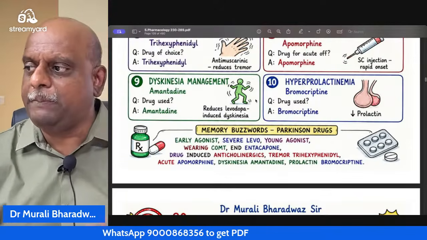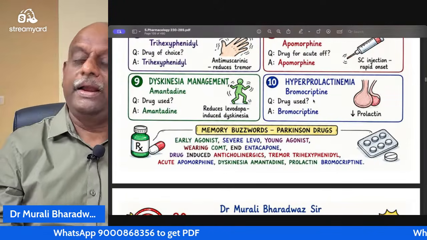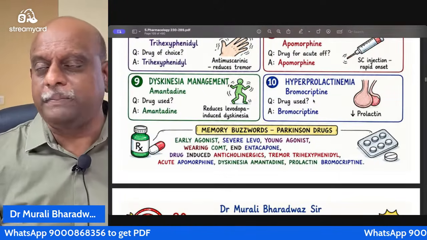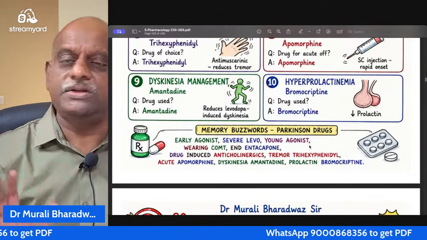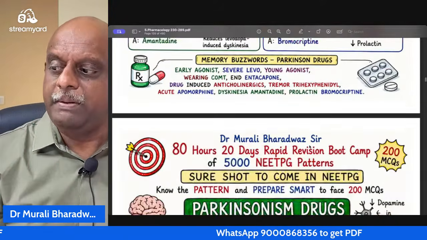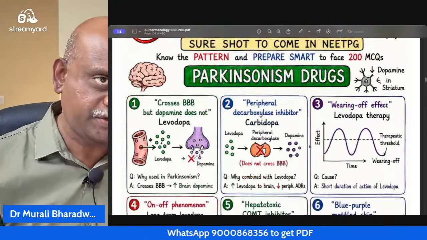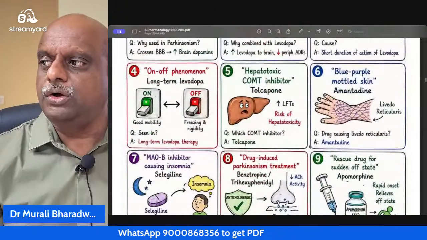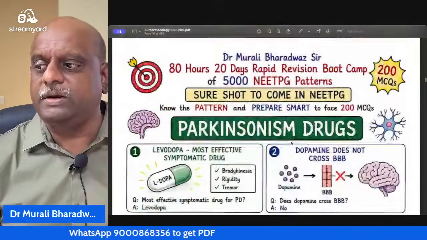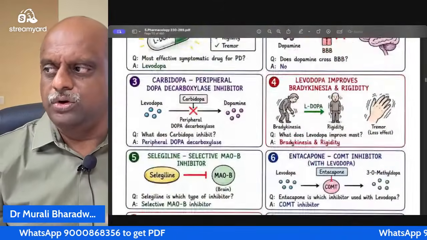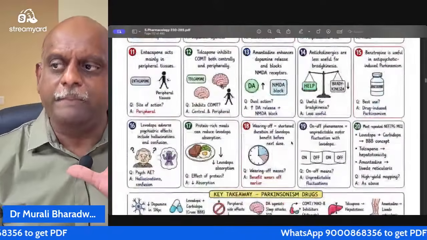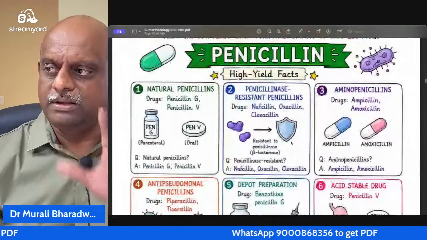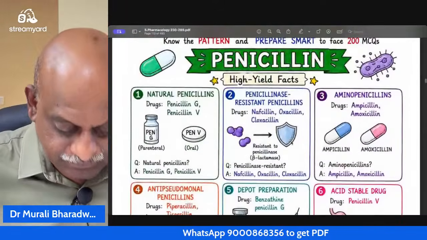Dyskinesia, you treat by giving amantadine that reduces the levodopa-induced dyskinesia. When there is a hyperprolactinemia, it is the bromocriptine which will decrease the prolactin. So these are the points you need to remember. One of the questions will come from this topic. Okay. So remaining things are all more or less repeats. Try to do a rapid revision of the top 20 points, which are the favorite things for the examiner.